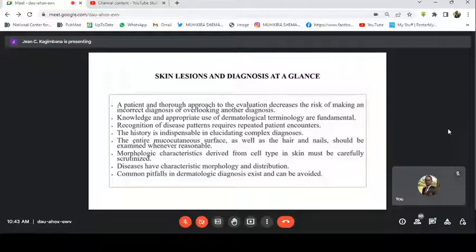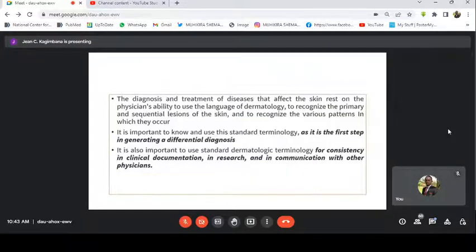The diagnosis and treatment of diseases that affect the skin rest on the physician's ability to use the language of dermatology. Okay? A lesion, dermatologically speaking, is a skin condition seen by a physician or a dermatologist. Okay? A lesion is a skin condition. When we say lesion, it's any skin condition seen by a doctor. That's why we say a lesion.